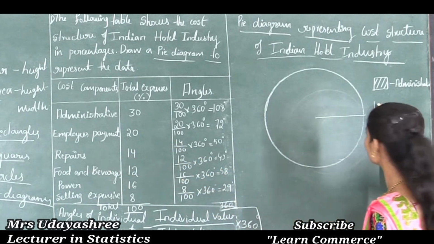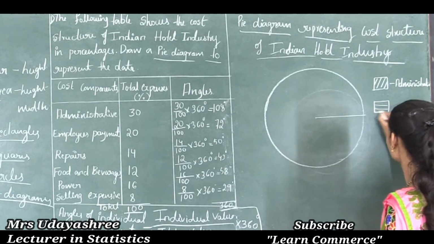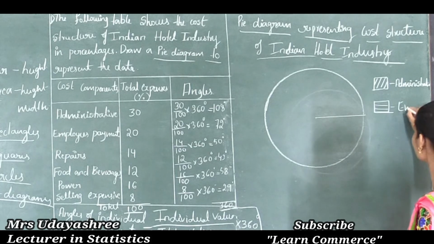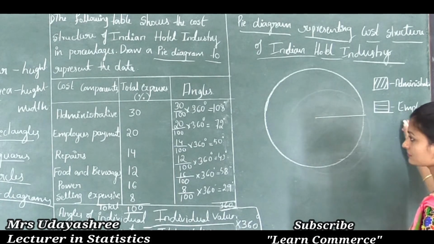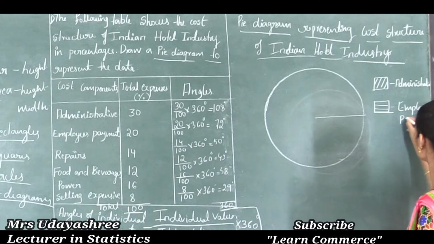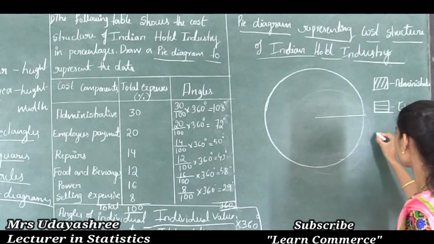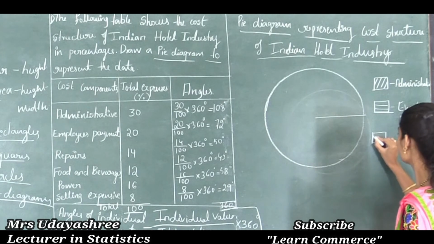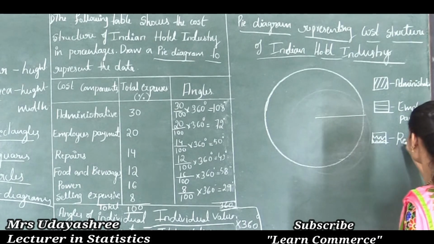Next is employee payment. For that I will do like this. This is the index for employee payment. Next is repair. For repair I will do like this. So this is for repair.